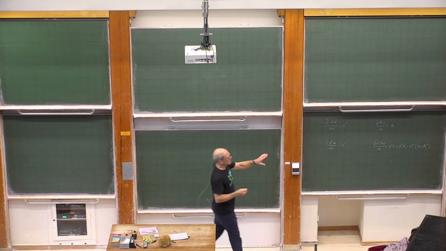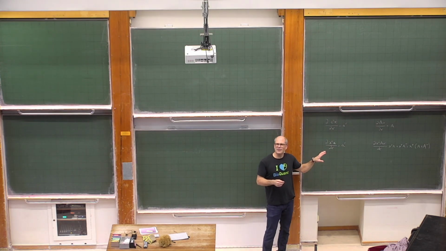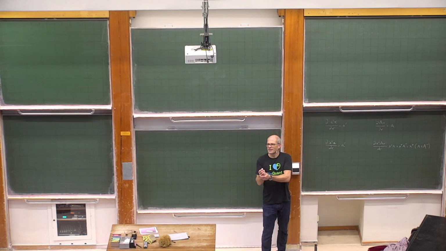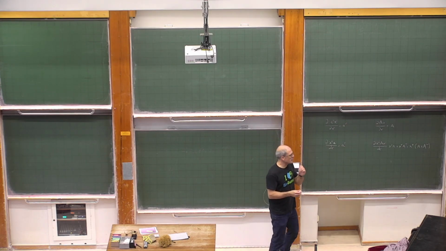Here are some relations from matrix calculus. Who would like me to discuss this in the plenum? 1, 2, 3, 4, 5, 6, 7. Okay, quite a few hands. Okay, then we do this briefly.